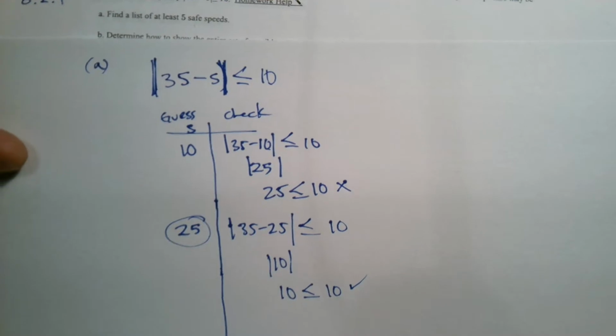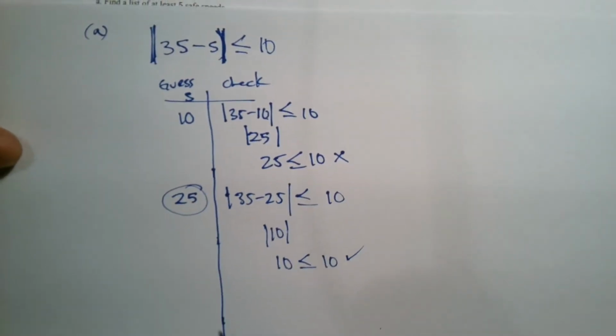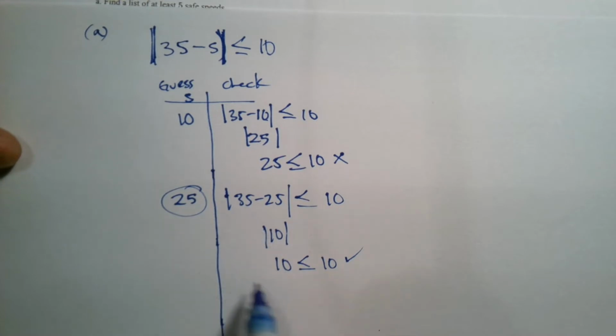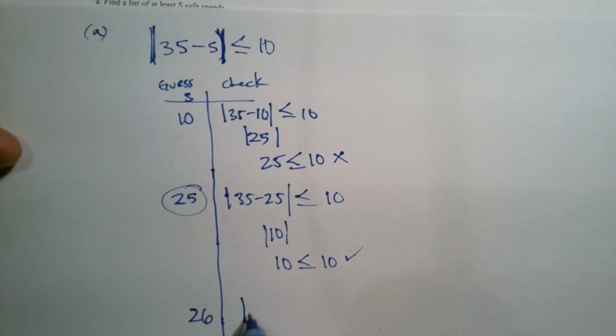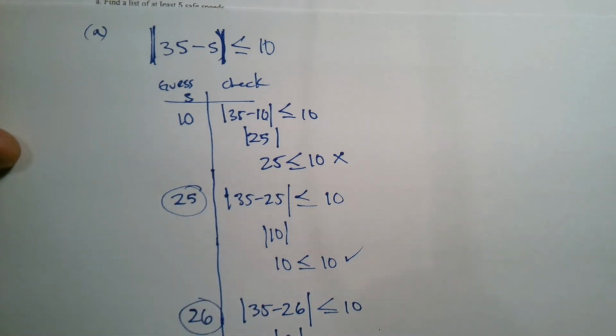So you can see we can continue picking numbers that work, and it wants me to list 5 safe speeds. So after 25, I could continue on and say 26. If I try 26, the absolute value of 35 minus 26, is that less than or equal to 10? Let's see, 35 minus 26 is 9, and the absolute value of 9 is 9, so 9 is less than or equal to 10. So yes, that checks out as well.